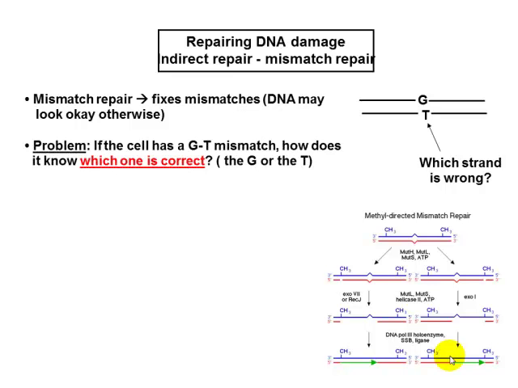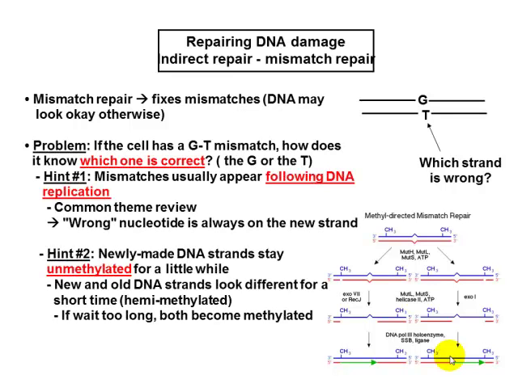With the indirect repair, we have DNA mismatch repair. Now this will fix a mismatch. And now the problem is that, as I mentioned, if you have a GT mismatch over there, this is your DNA, how do you know which one is the right one? Is it the G or is it the T? This is a problem that the cell will have to figure out because it does not want to repair the correct base.